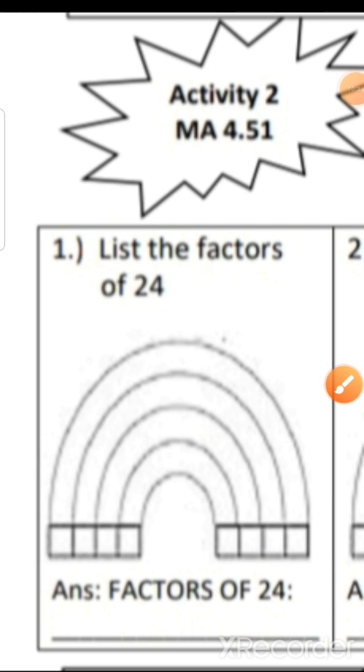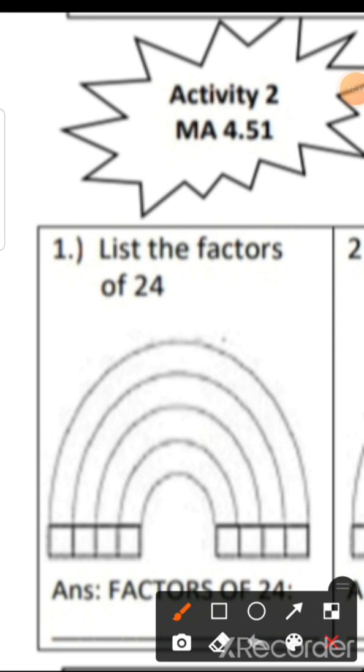Now, for us to complete the activity here, let's take a look at this one, right? We were looking just now at the factors of 24. So how are we going to complete this activity here? This rainbow is called a factor rainbow. This is very easy and simple.